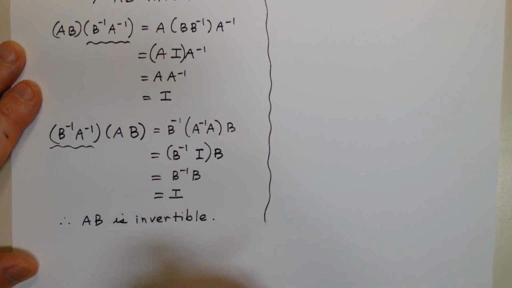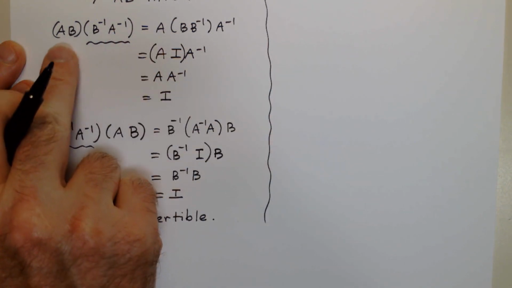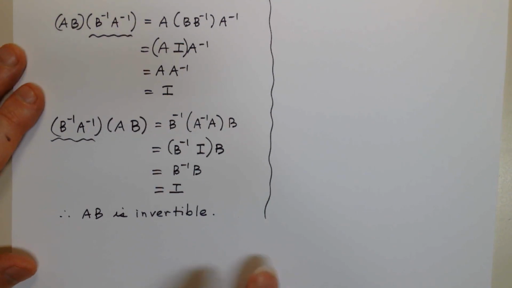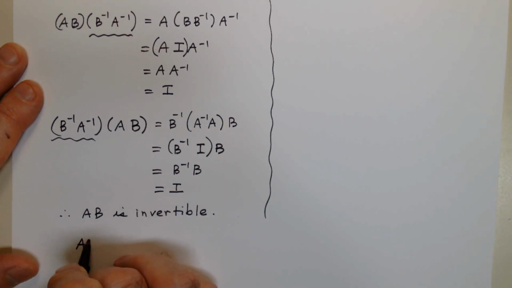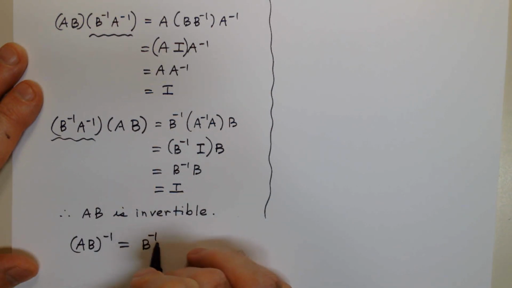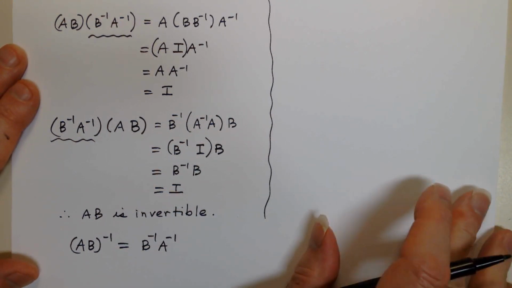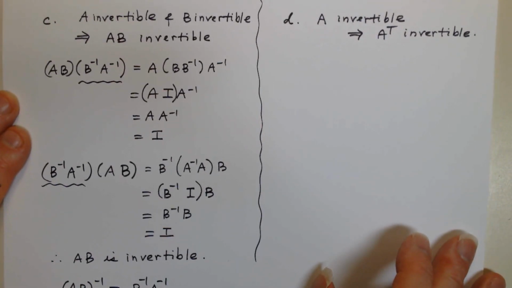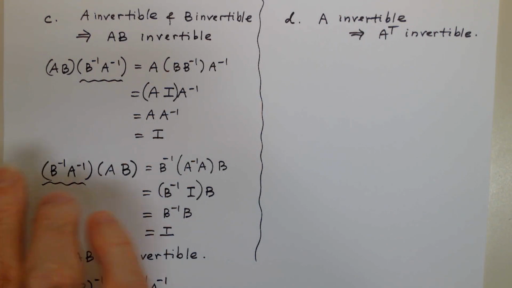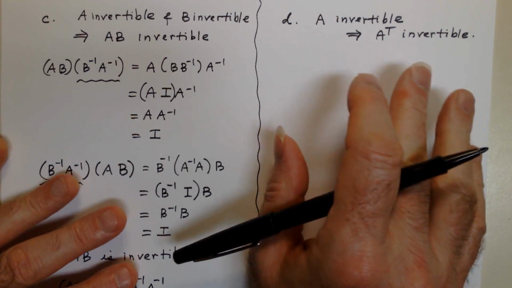Right? But we know more than that. Since this is the matrix that takes AB to the identity, it must be that that is the inverse matrix. So not only is AB invertible, we know that the inverse of AB must be this matrix B inverse A inverse. Okay, so that's the result that we wanted to show. And that's the famous property C of the existence of the inverse for the product of two invertible matrices. That's a beautiful result.